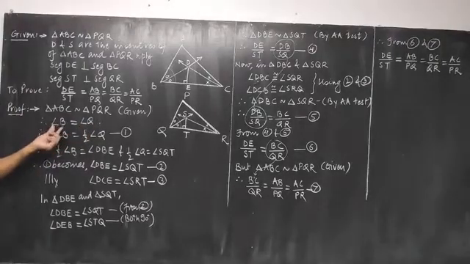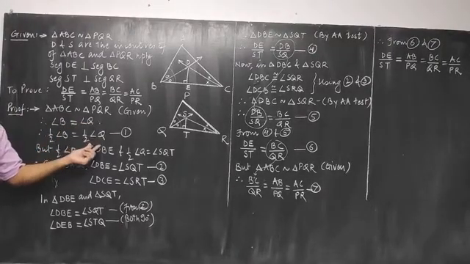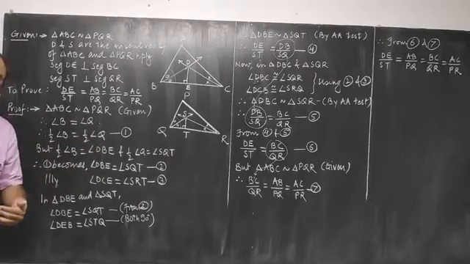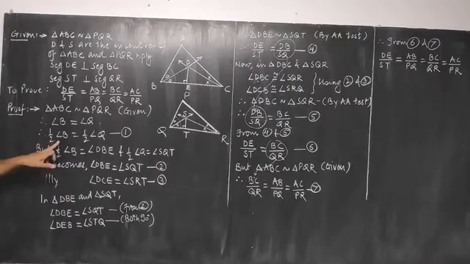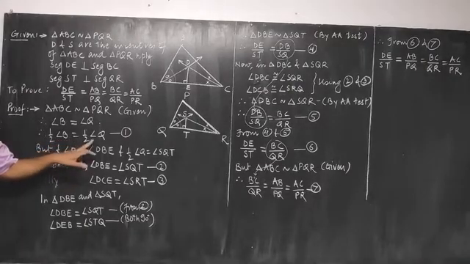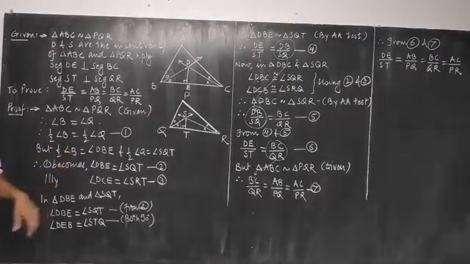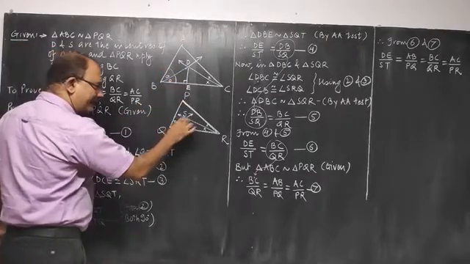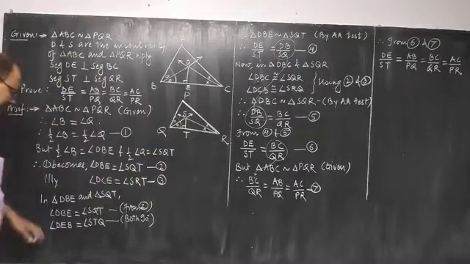So obviously half of angle B will be equal to half of angle Q. If the original angles are equal, then respective halves will also be equal. So half of angle B will be equal to half of angle Q. But what is half of angle B? It is this angle. And what is half of angle Q? It is this angle. That is what we have written.